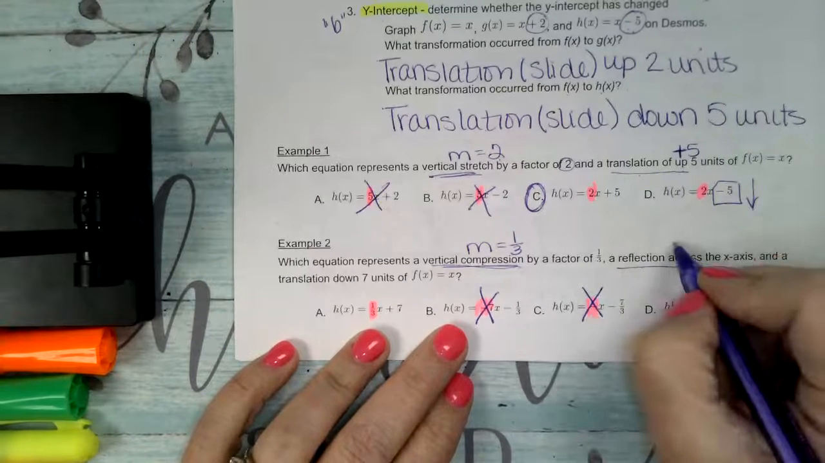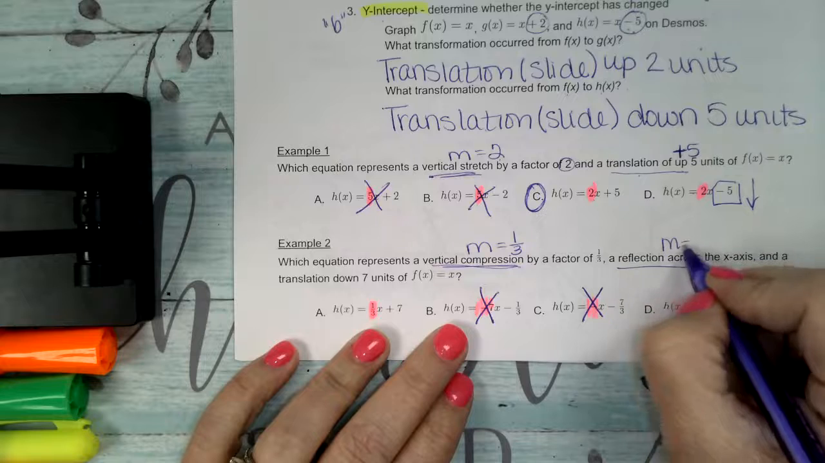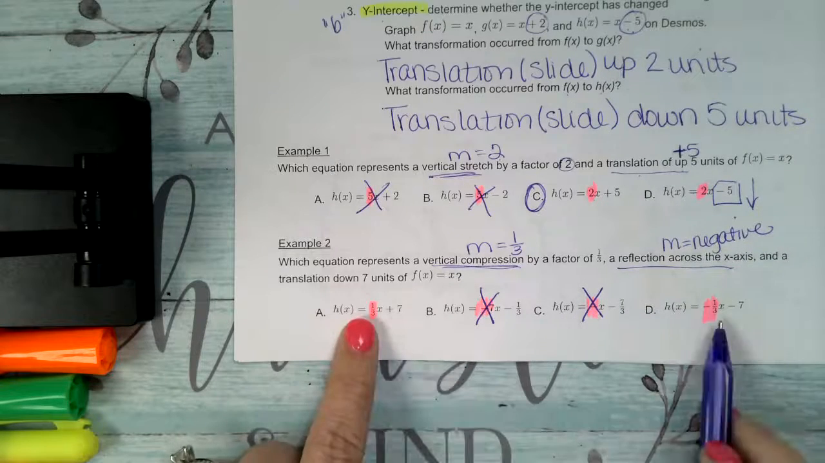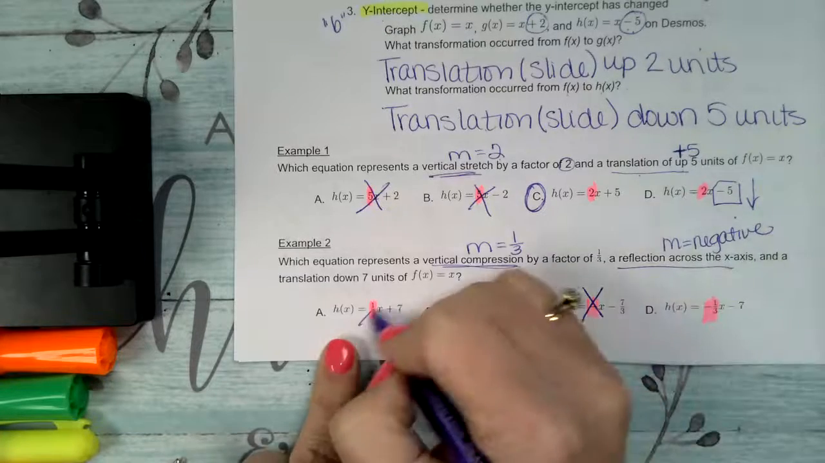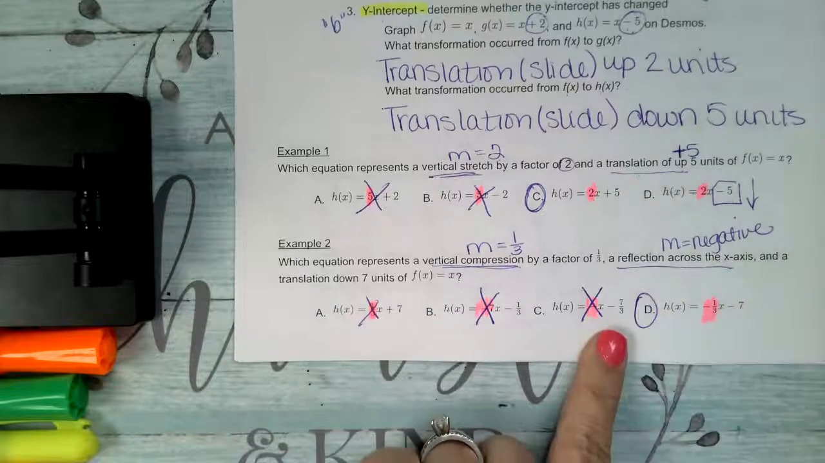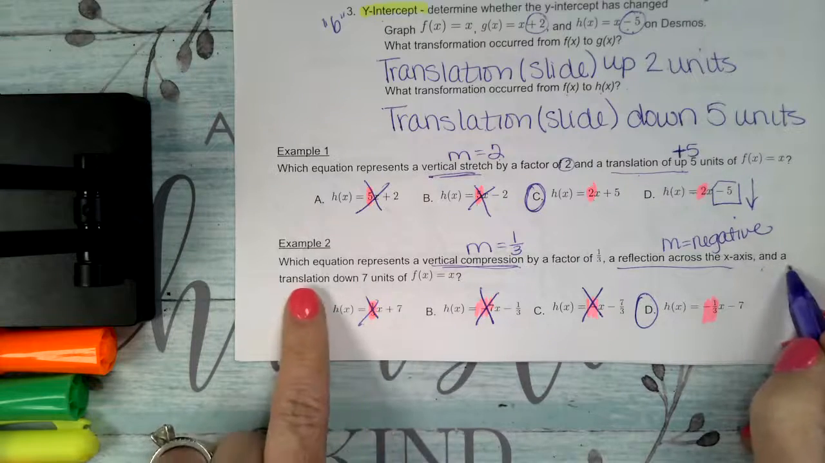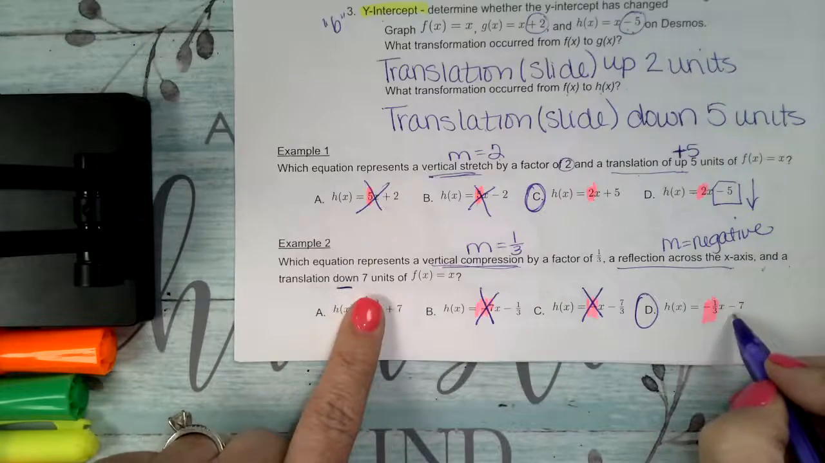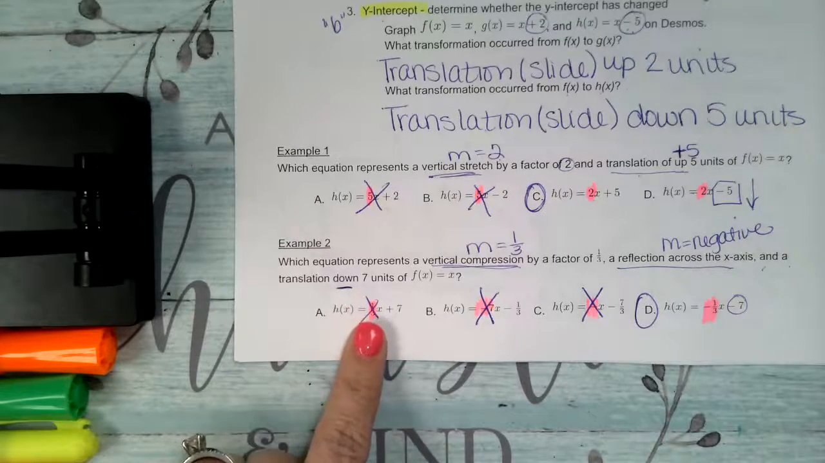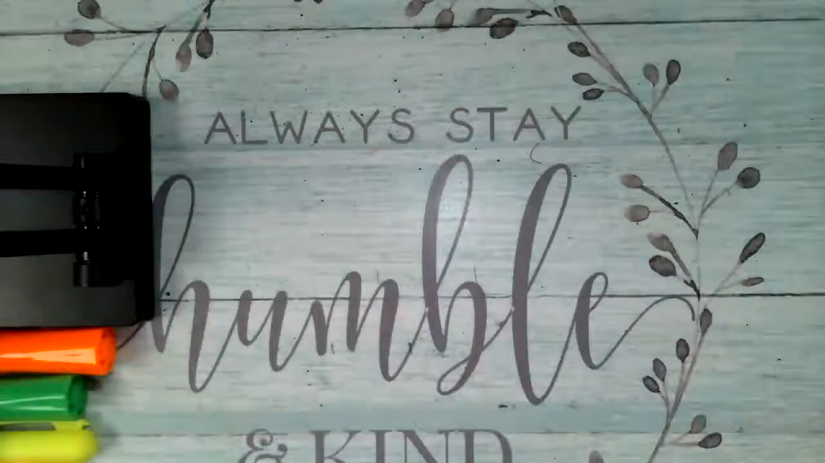A reflection across the x-axis, all that says is that the slope is negative. Now, when I look at my two options here, I have one positive and one negative. So I know it cannot be this one. So process of elimination says it's D, but let's continue to look at it. It has a translation of down. Down means a minus sign of 7 units. So that's where that -7 comes from. Go ahead and turn your page.